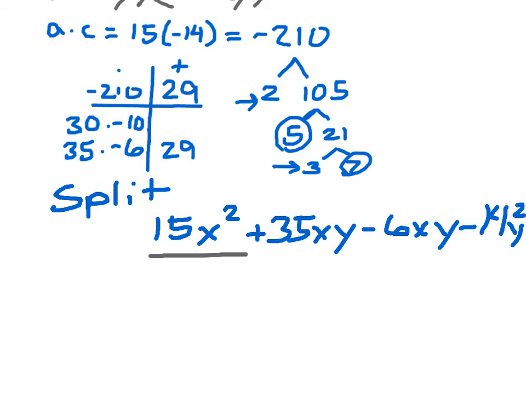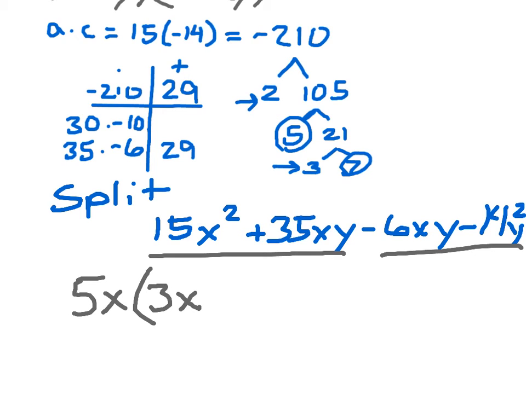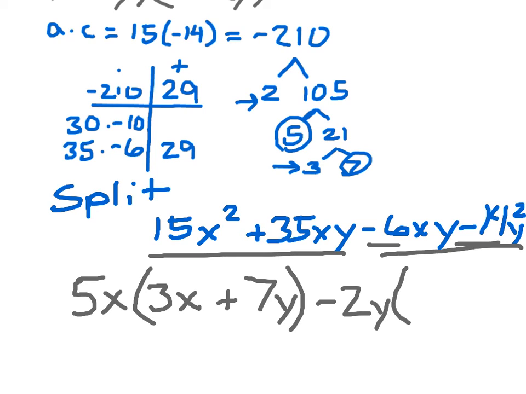Right, and so now we group. And I look for common factor in each group one at a time. I see a 5x in the first grouping. Leaves a 3x. Over here I get a plus 7y. Okay. Here, negative 2 I could take out. And a y, yeah. And that leaves a 3x plus 7, because I took the negative out, y.